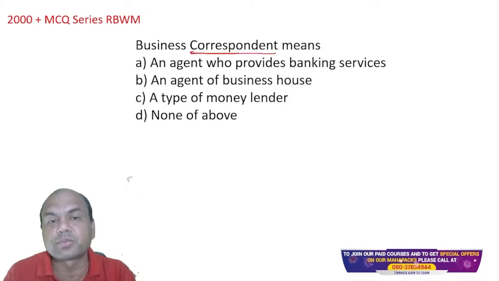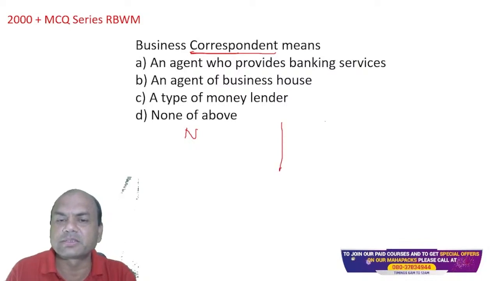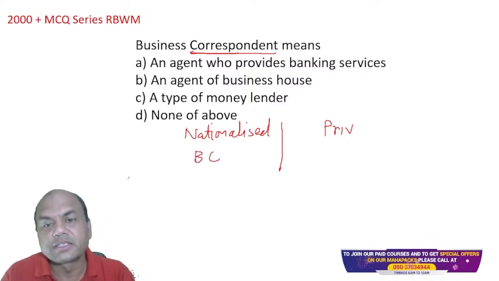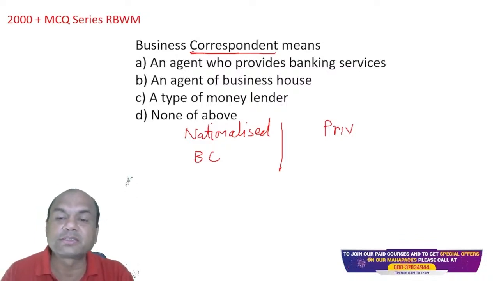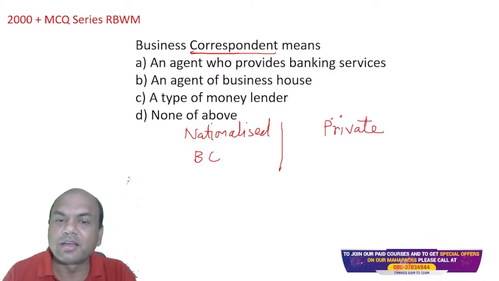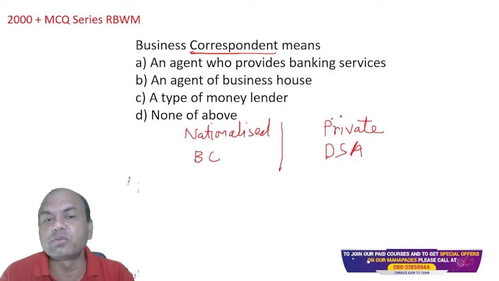Now, that's why I said difficult level questions are coming up. Business correspondent means, what is a business correspondent? You all have BCs now in your banks. See, here, nationalized banks, I'll just write N over here. And second is private banks, P. Nationalized and second is private. So, nationalized banks have BCs, business correspondents. These are private agencies basically. Similarly, private banks have what? Similar to BCs, there is one word. What is that word called in private banks? We have these cases going on against all these guys. Yeah, DSA, right? Direct sales agents, selling agents, sales agents. BC is business correspondent. So business correspondent means what? An agent who provides banking service, an agent of the business house, a type of money lender, and none of the above. So who's this?